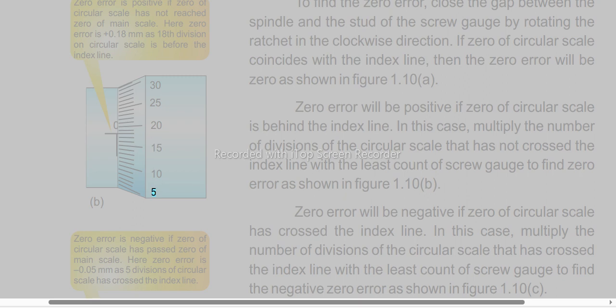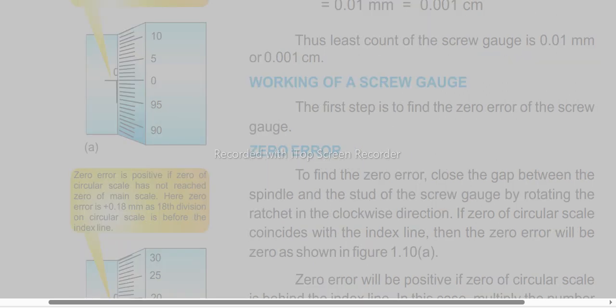Least count equals 0.01 mm equals 0.001 centimeters. Thus, least count of the screw gauge is 0.01 mm or 0.001 centimeters.